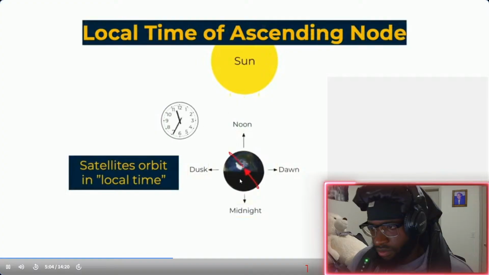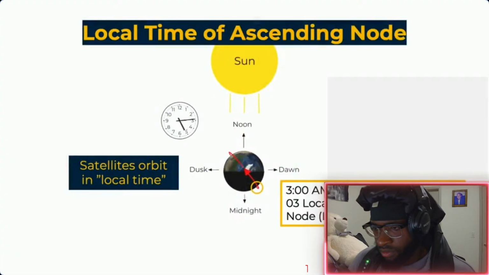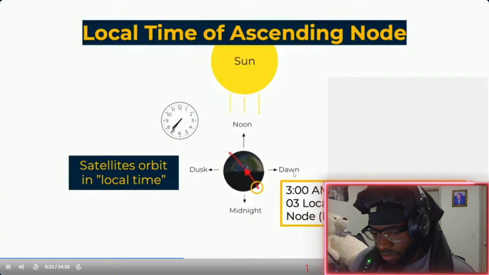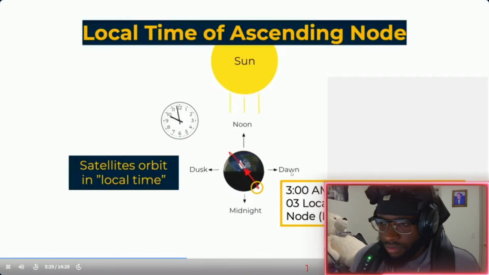Satellites orbit in this local time. The orbit stays fixed while the Earth underneath rotates. So this example is showing what's called a 3 a.m. local time of ascending node. As the satellite is coming up from south to north and is crossing the equator, what is the local time?